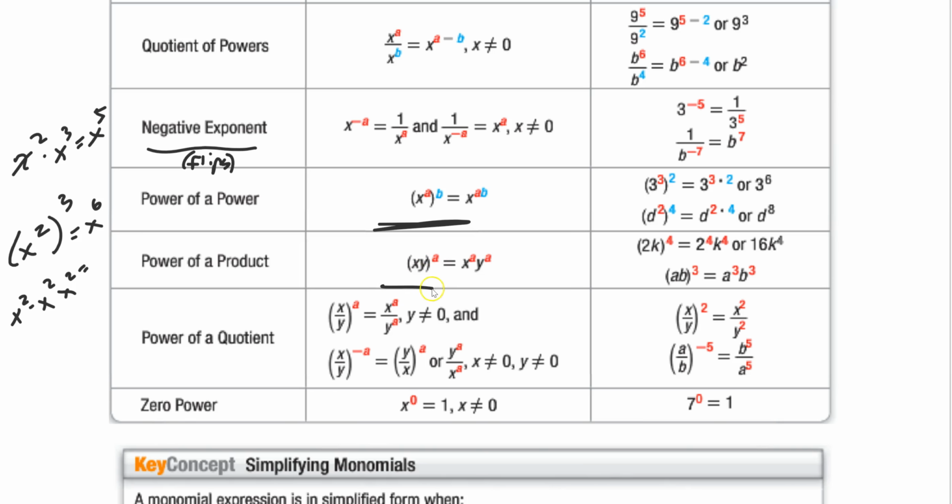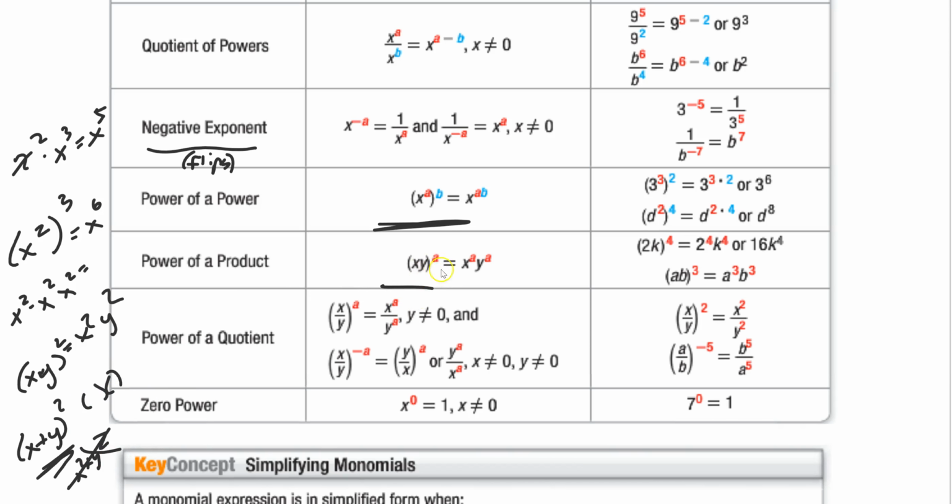And here's a rule everyone wants to do. (xy) to the a power, you just distribute. Keep in mind that only works when it's a product. So this is okay. That's x squared y squared. This is not okay. If you put a plus or minus in there, then you're stuck. You can't do anything. Can't cancel out, can't make it look like this. It's not x squared plus y squared. This is wrong. You have to actually multiply it out.